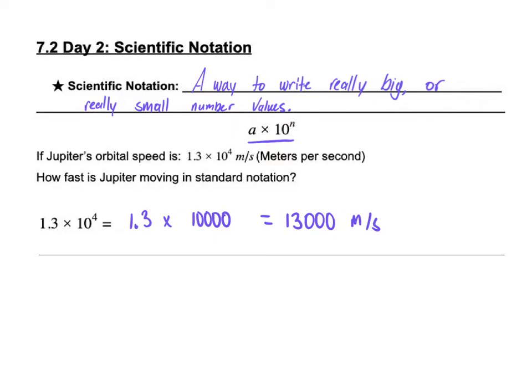Another thing you might notice is we raised it to the 4th power. Our decimal moved 4 places. Right, we were at 1.3. 1, 2, 3, moved it 4 places to get 13,000.